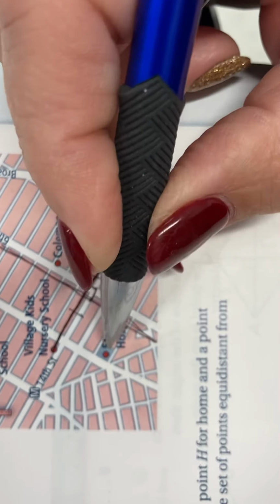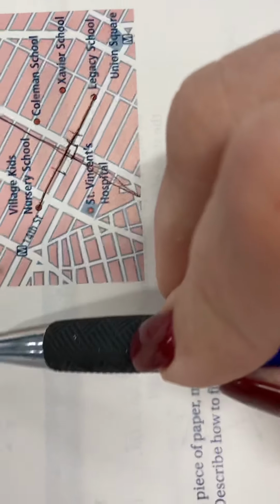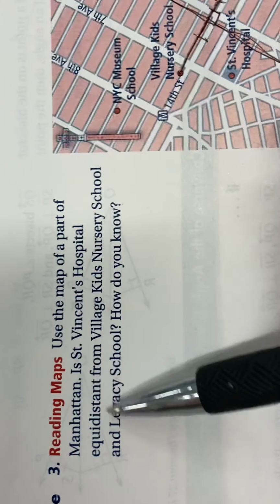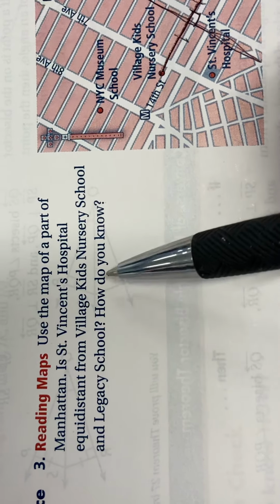And the question is, does St. Vincent's Hospital lie along that perpendicular bisector? And the answer is no. So when it says, how do you know it's not? That's the question. So is it equidistant from the nursery school and the legacy school? No, it is not. How do you know? Because it does not lie on the perpendicular bisector.